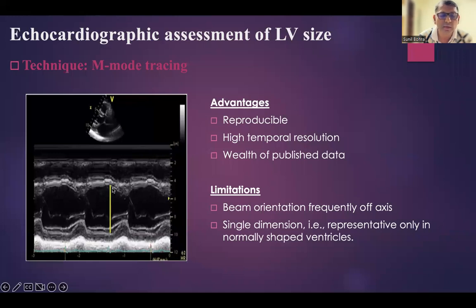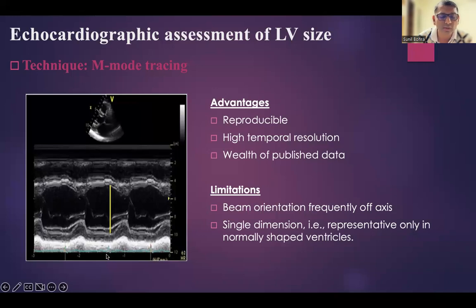Again, this is at end diastole, and then we have to take the measurement at end systole. So how do you make this out? You have this ECG. Very clearly, the peak of the R wave is your end diastole, and you take a measurement here. And at the end of the T wave is your end systole, and you take a measurement here.